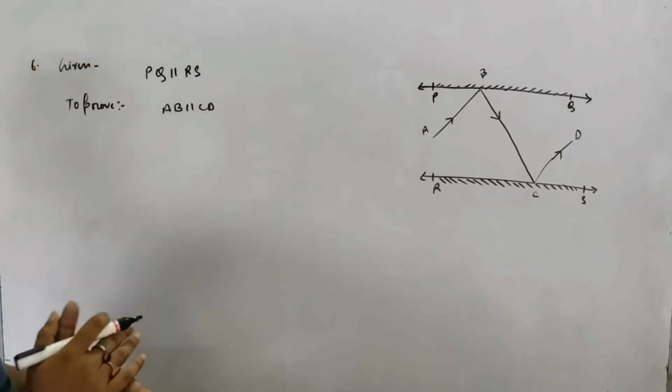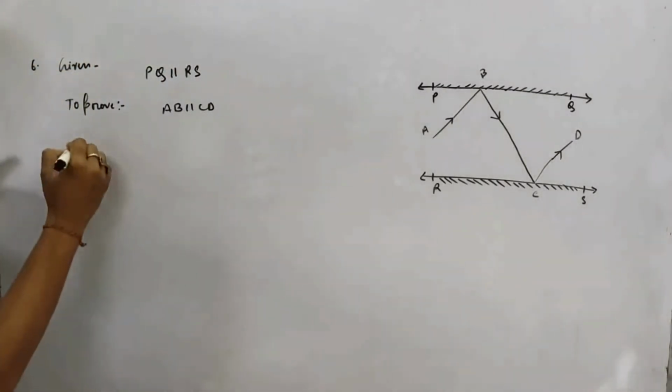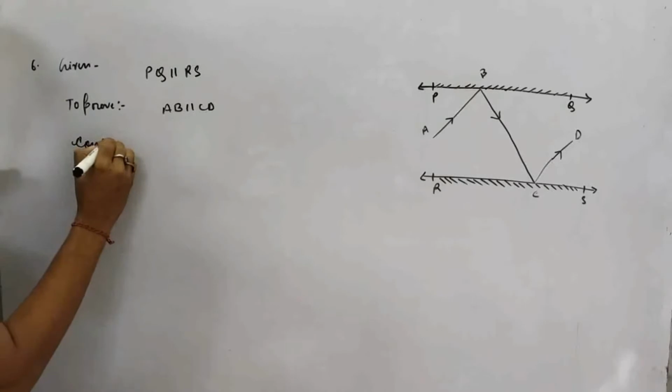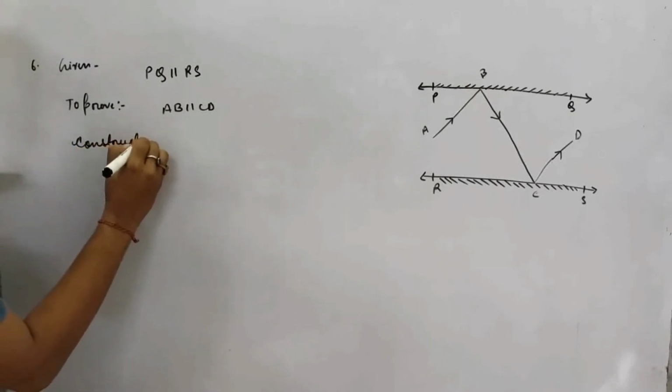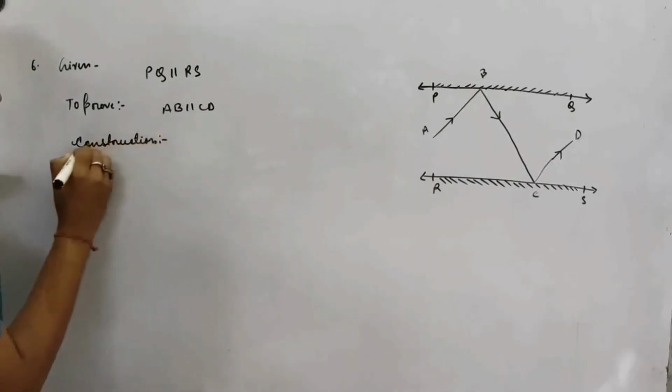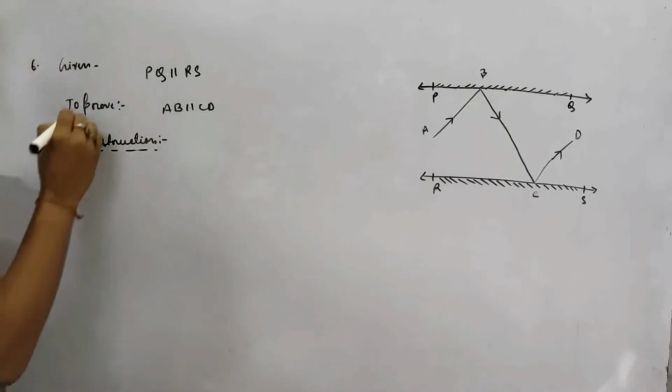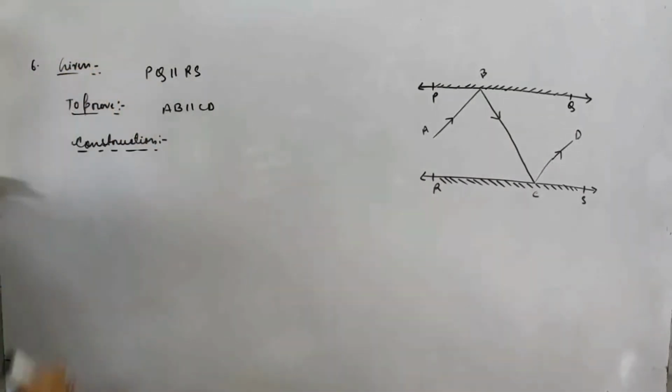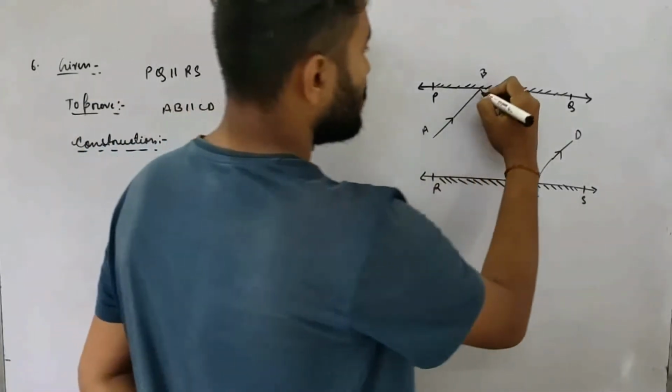Now see, one law will be used over here. At first you write one construction. This will be the construction.